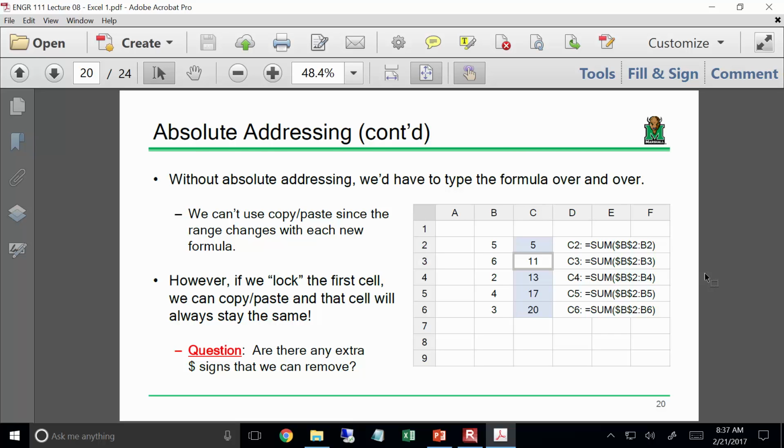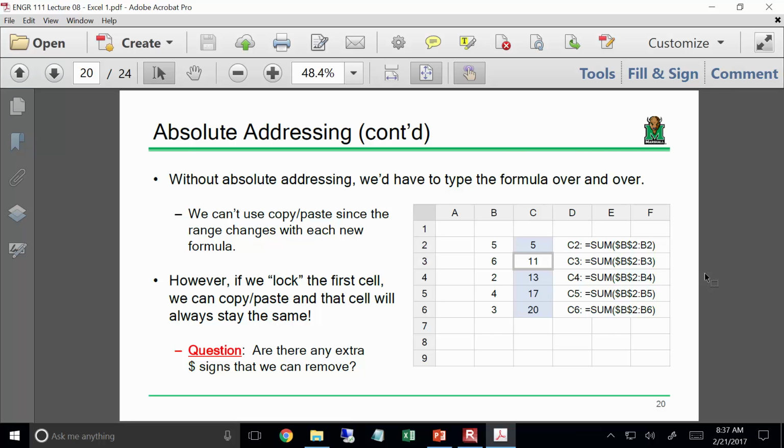So you agree that this works, right? Okay. So the question here is, are there any extra dollar signs that I removed? Now, what I propose is this. You're saying that we can leave it on column B. What I'm saying is we can leave it on row 2. So instead of having $B2, I'm saying it's B$2. We can lock in the row and not the column.